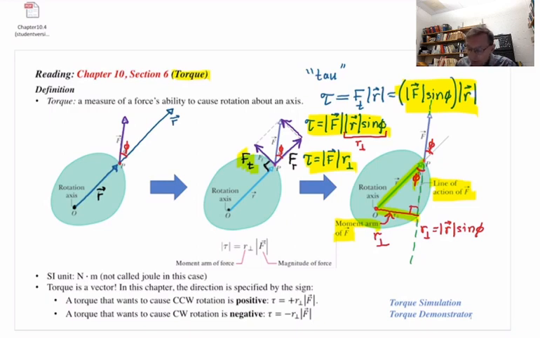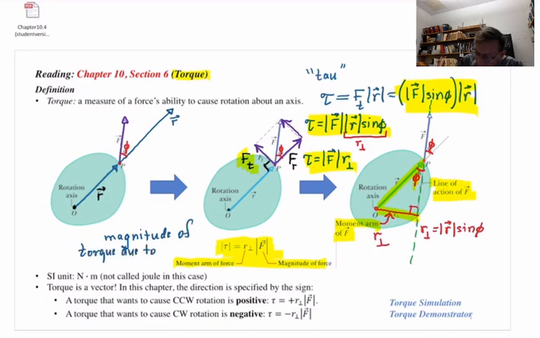Okay? This formula right here, kind of in the middle of the screen, is the formula that I'm going to use to calculate the torque magnitude. Note, I put the tau symbol in absolute values. So this formula is to be used for calculating the magnitude of the torque due to a given force. Okay? Magnitude of torque due to a force.